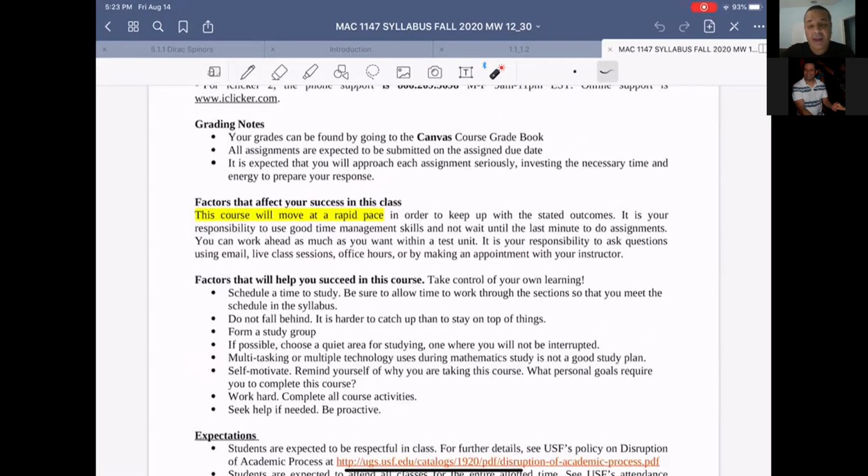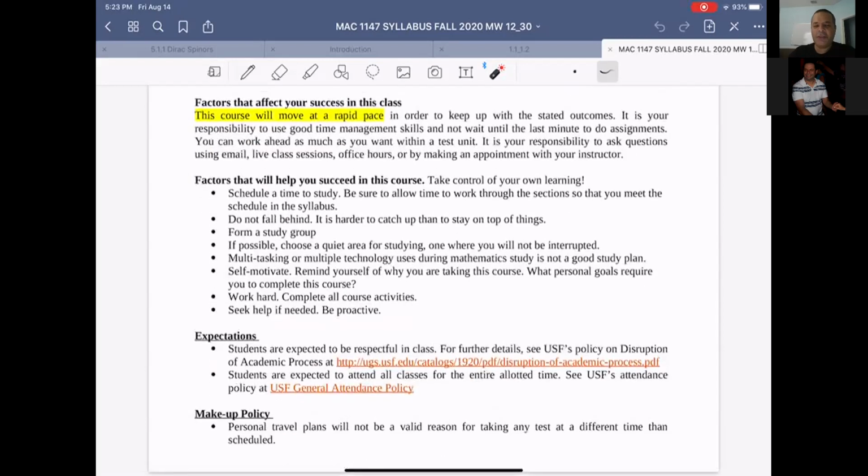Similarly, these courses move fast and it's going to be online. All right. So make sure that you're ready for it. Okay, here are some factors. I think it's a good idea to schedule a specific time to study pre-calculus. Okay, at least 2 hours a day. Maybe not every day, but at least 5 days a week, 2 hours a day. Probably more, but that's a guess about how much time it's going to take. Okay, let's not fall behind. It's harder to catch up than to stay on top of things.